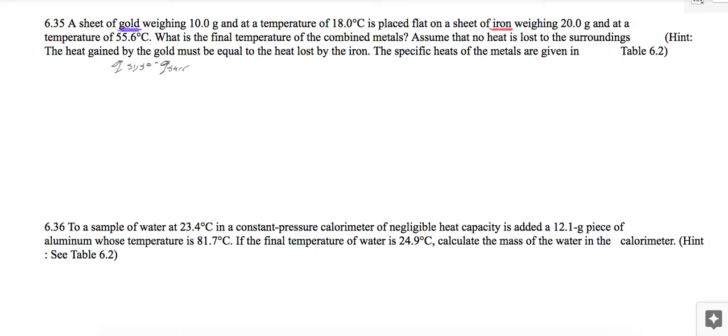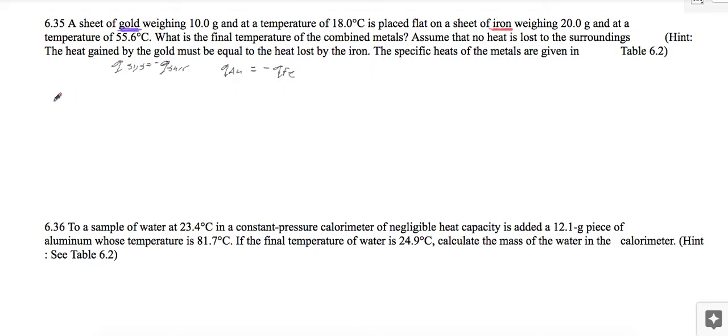And then this is important, assume that no heat is lost to the surroundings. Because of this assumption, instead of Q of the system equals Q of the surroundings, we're going to say the heat of the gold is equal to the heat of the iron. Now, it doesn't matter which one of these two things you label as negative and which one you label as positive. The signs will work themselves out at the end. Now, the other part of this, though, is that we don't know the heat. We can't calculate the heat because we don't have a final temperature.